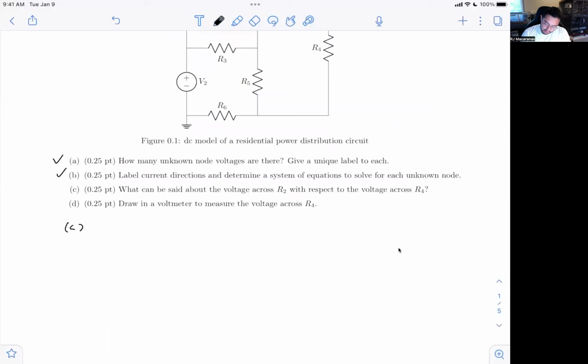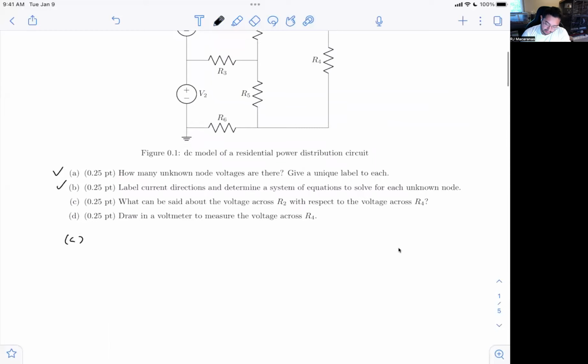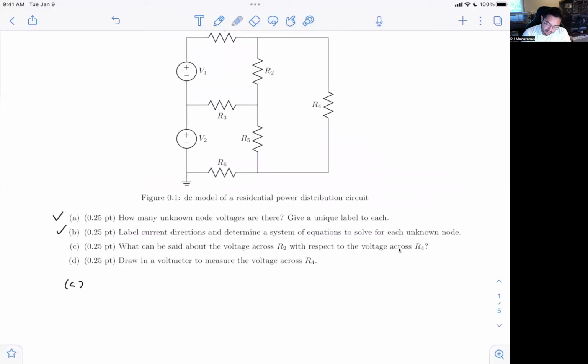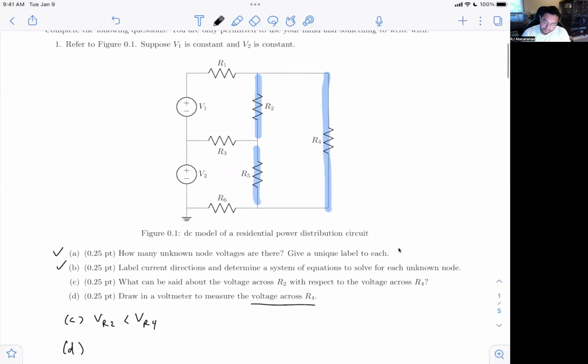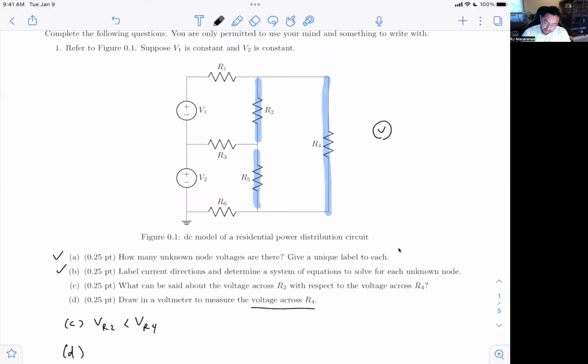So R2 versus R4, and it's the same idea. R2 and R4, well, there's a path through R5 that would be in parallel. So clearly the voltage across R2 must be less than the voltage across R4 there. And for part D, I'm drawing in a voltmeter to measure the voltage across R4. And this is where things were a little tricky maybe for some of you.